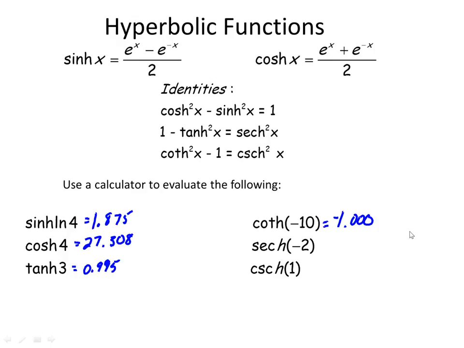Hit second, then the hyperbolic button, and then hit tangent, and so you should see tanh. And then hit negative 10, and close your parentheses. And hit your x to the negative 1, which is your inverse, which will give you the coth, and hit equals.